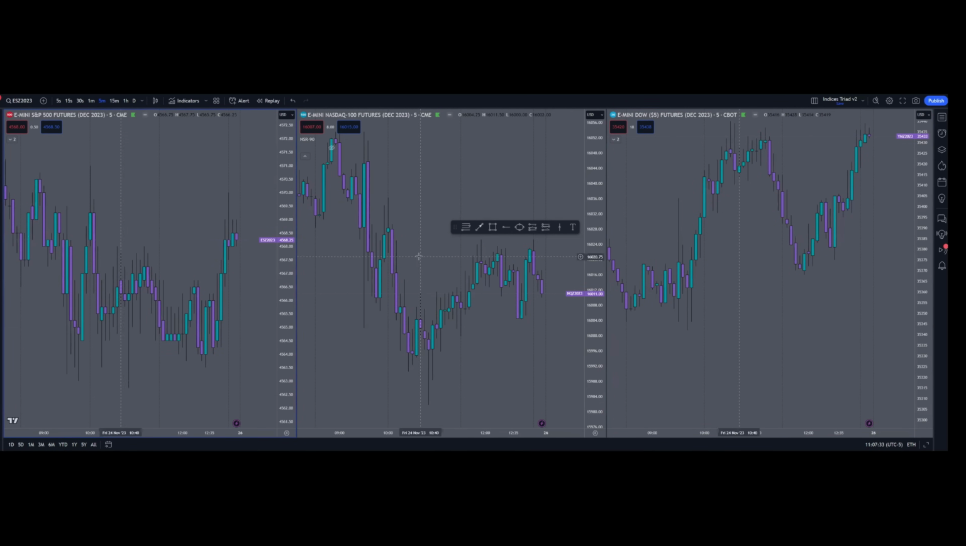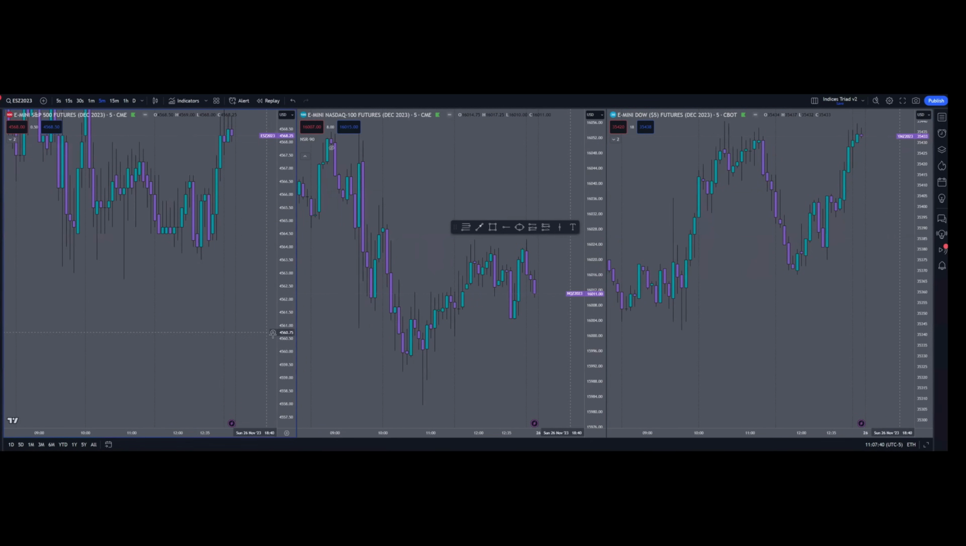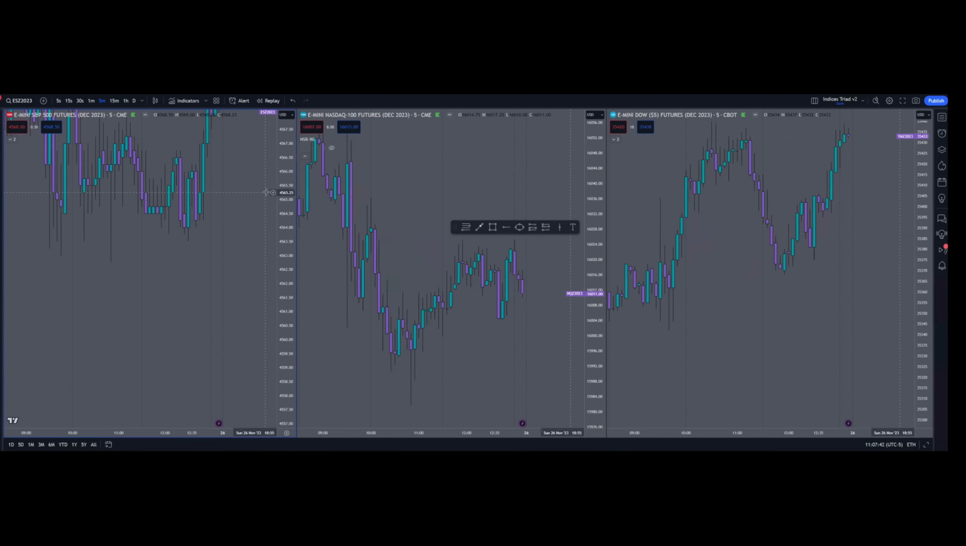So this is my layout. Again, we have S&P, NASDAQ, E-mini, YM, the Dow, right? And I want to visualize the idea first. So we start with the PM session. We all know that the PM session is basically 12 o'clock noon to 1 p.m. Eastern time. So let's say we have a range of the PM session in each index, high and low.